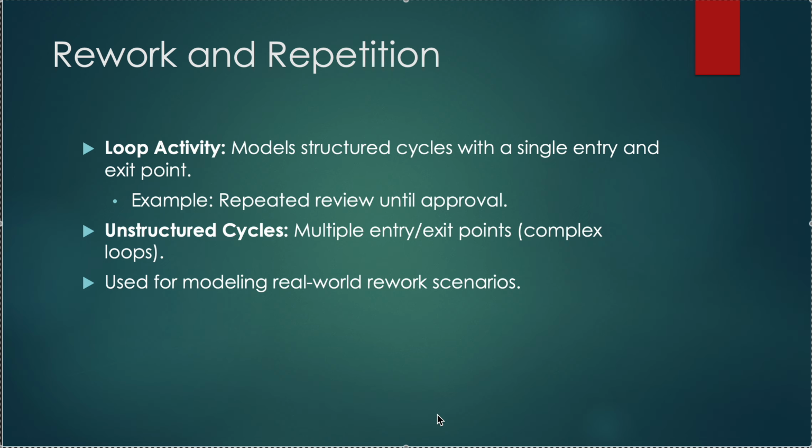Let's start with rework and repetition, something that happens all the time in real processes. Maybe a document is reviewed and sent back for corrections, that's rework. In BPMN, we can represent such loops in two main ways. The first is using a loop activity. This is a shorthand for a structured cycle that has one entry and one exit point. You can even annotate the condition like repeat until response approved. This keeps models clean and readable.